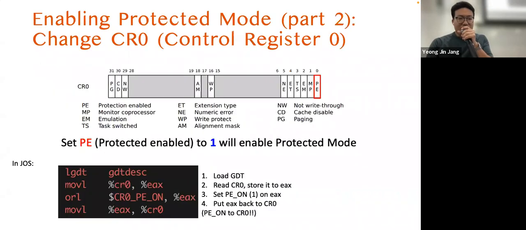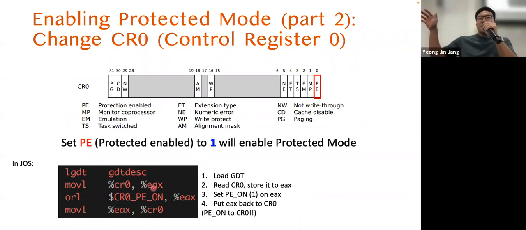And then I previously described the CR0 register. This is the CR0 register for the features that we can enable and disable. Protected mode enabled, the PE bit, is the lowest bit in the CR0 register. So there could be some pre-configured value for the CR0 register.